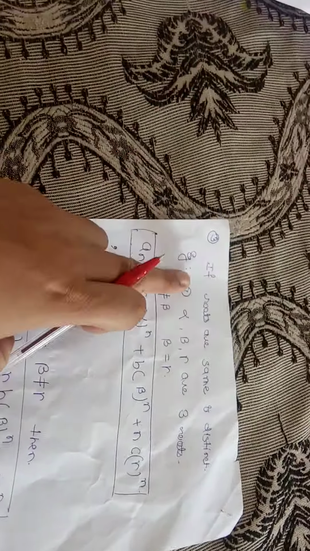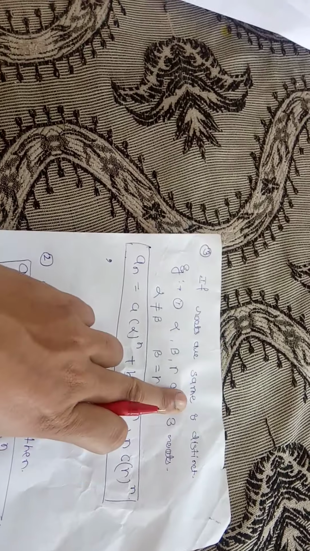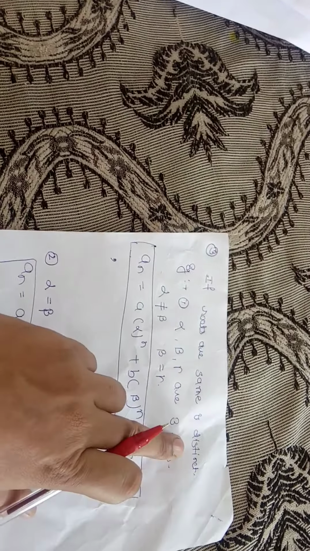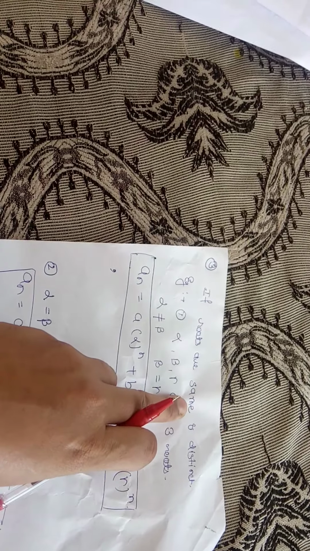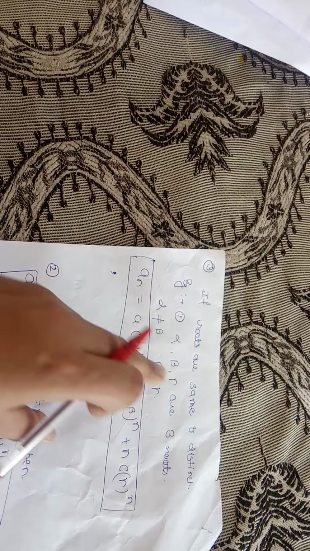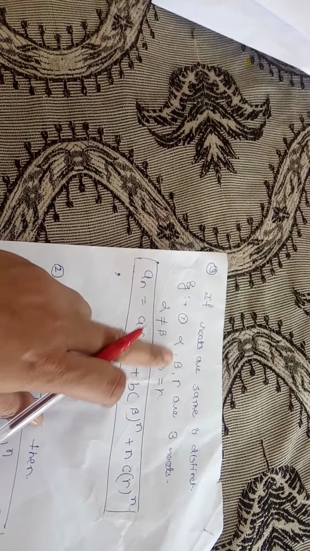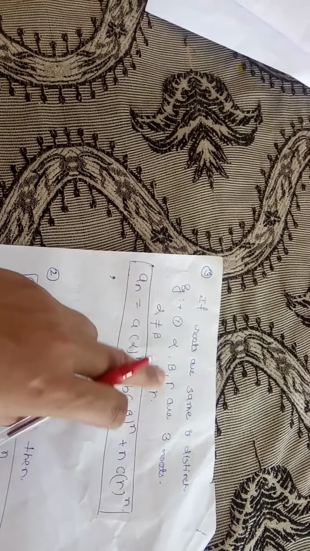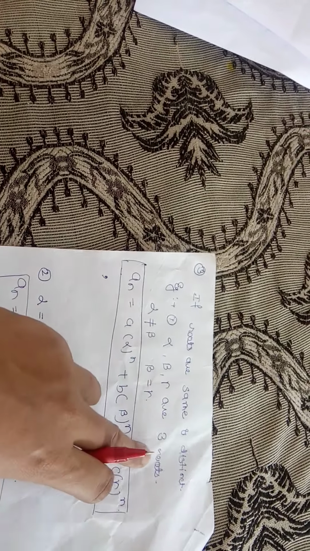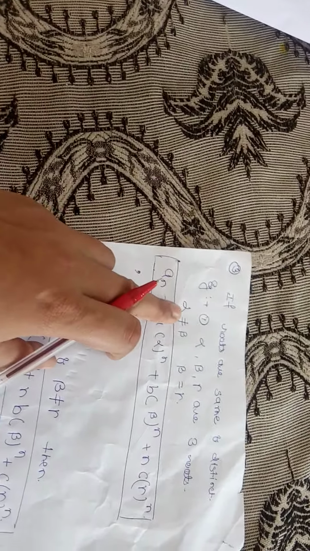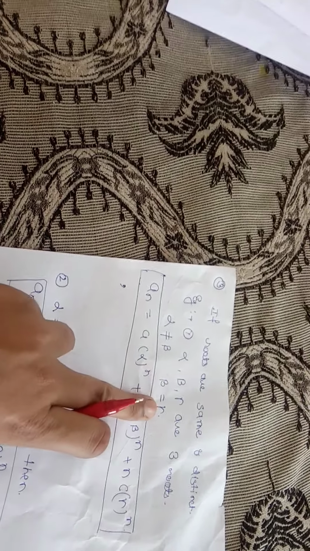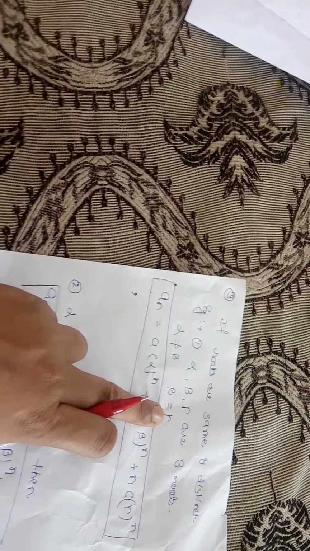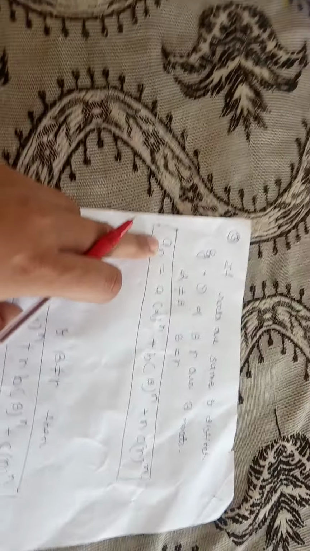Fine. Now the third type of root: if roots are same and distinct, that means we have a combination of the first and the second. The first type is roots are distinct and the second type is roots are same. If the roots are distinct and same, these are alpha, beta and gamma, the three roots. Then the value of alpha is not equal to the value of beta, and the value of beta and gamma is same. Fine. So how to conclude this equation?